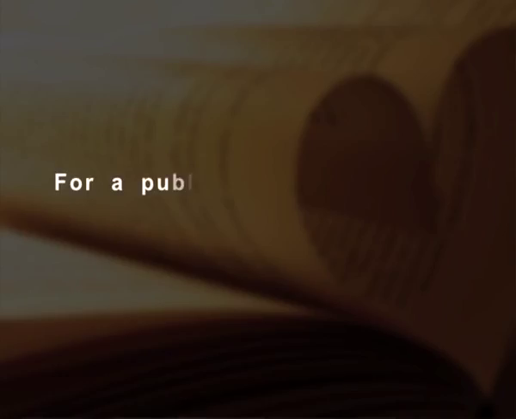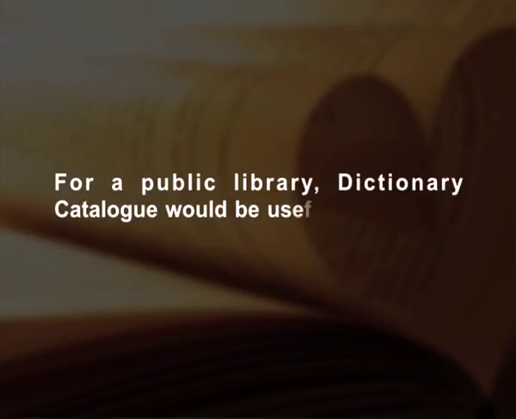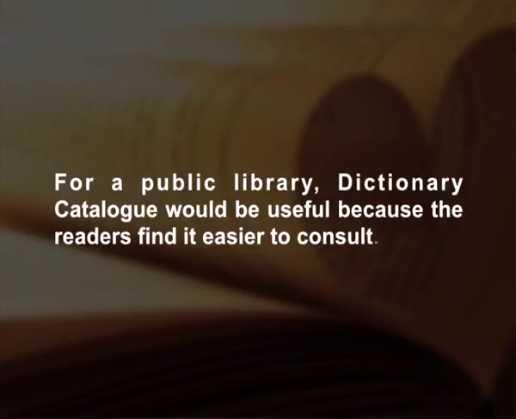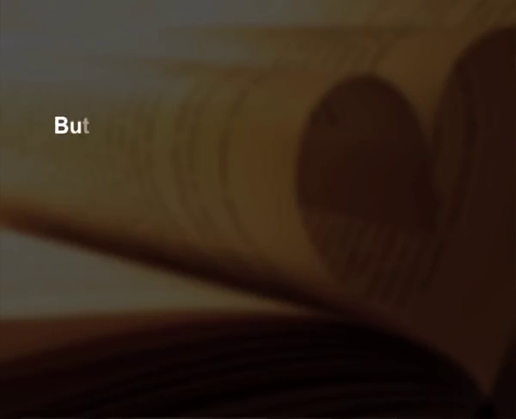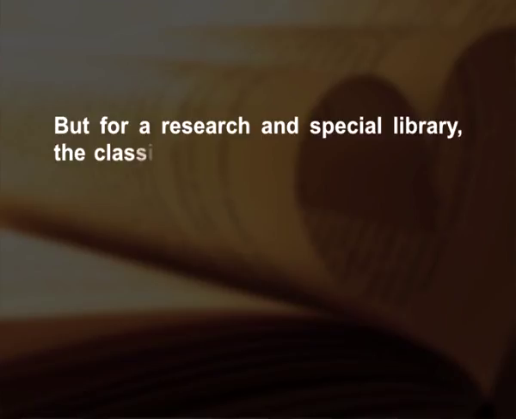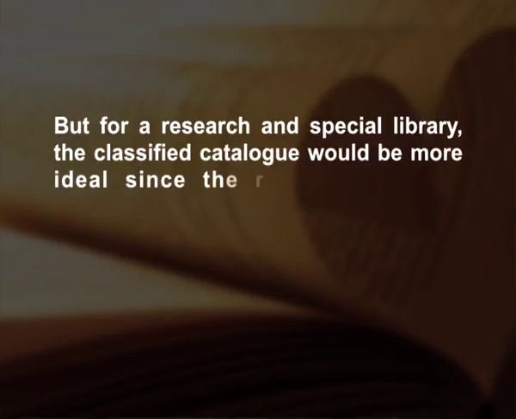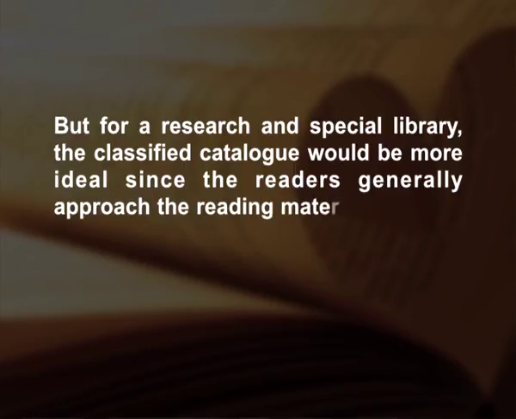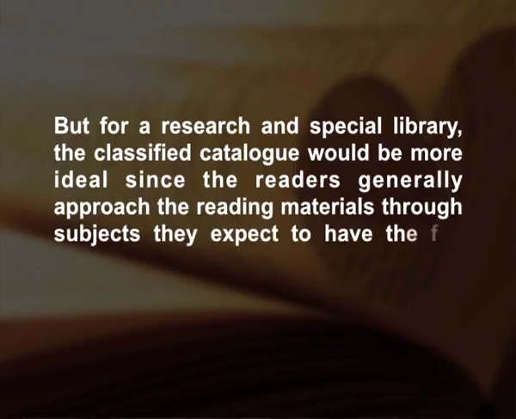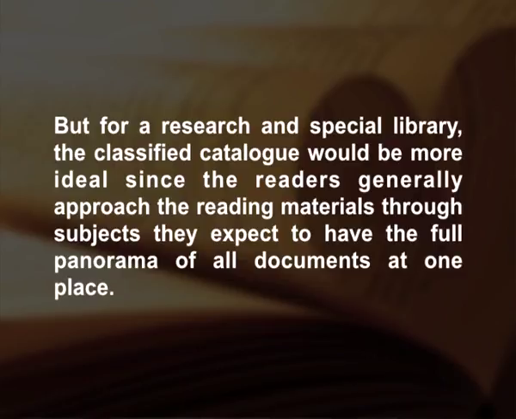It is also important to select the right kind of catalog for the library. Here the question is whether to go for a classified catalog or for a dictionary type. For a public library, a dictionary catalog would be useful because the readers find it easier to consult. The readers of a public library do not require deep study of various subjects. But for a research and special library, the classified catalog would be more ideal, since the readers generally approach the reading materials through subjects and expect to have the full panorama of all documents at one place.